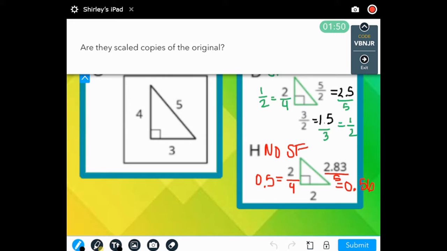If you're circling one as your scaled copy, try to then tell me what the scale factor is going to be. So don't just circle one. Figure out what one is your scaled copy. If you're deciding that's your scale copy, then go ahead and find the scale factor. Scale factor is when you divide the corresponding shapes.